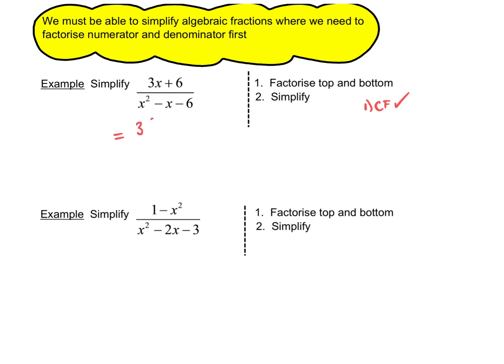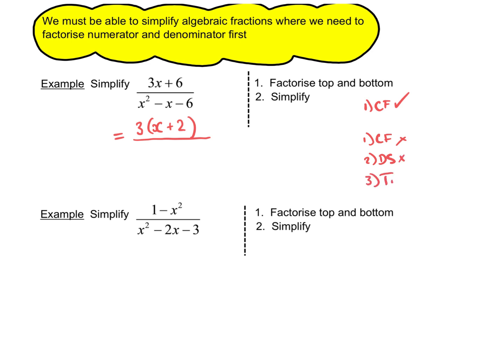That gives me 3, a set of brackets, and then if I divide these by 3, or say what do I multiply by 3 to get 3x, I multiply it by x, and what do I multiply 3 by to get 6, well I multiply it by positive 2, and that's the top then fully factorised. If I then put on the bottom part and again go through my checklist, 1, is there a common factor? The answer is no. 2, is it a difference of squares? Again, the answer is no.